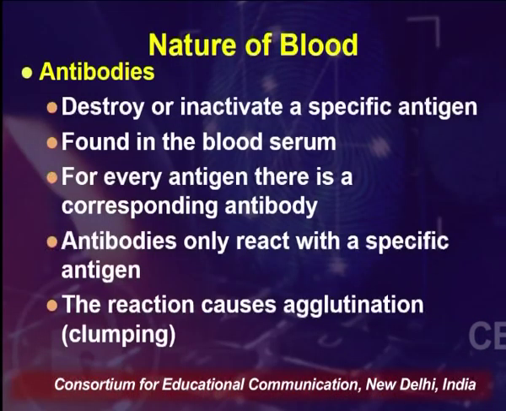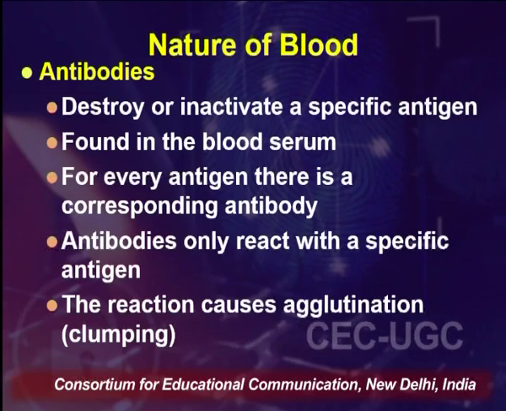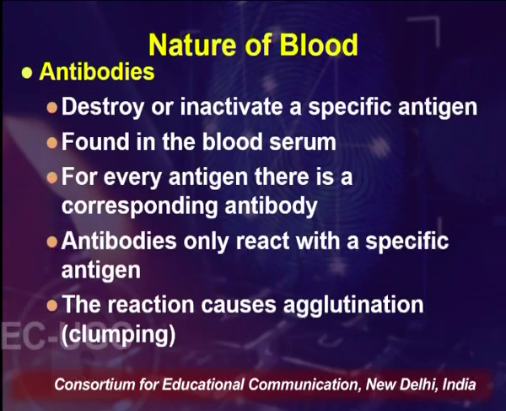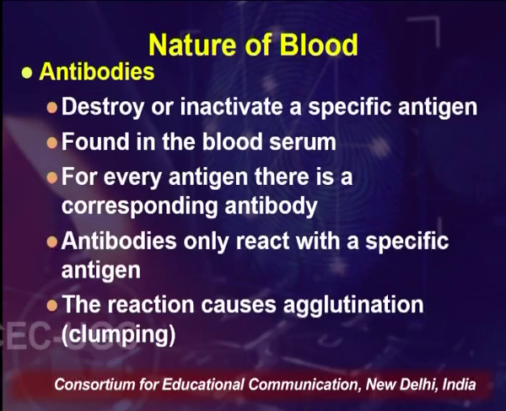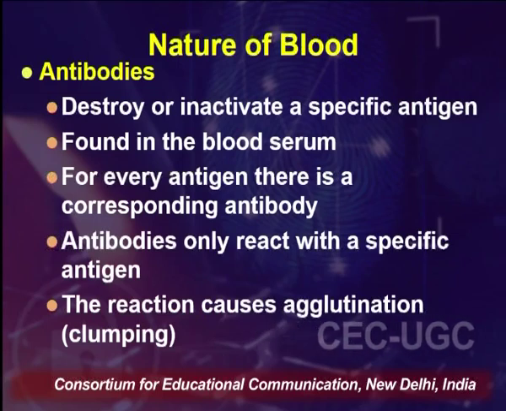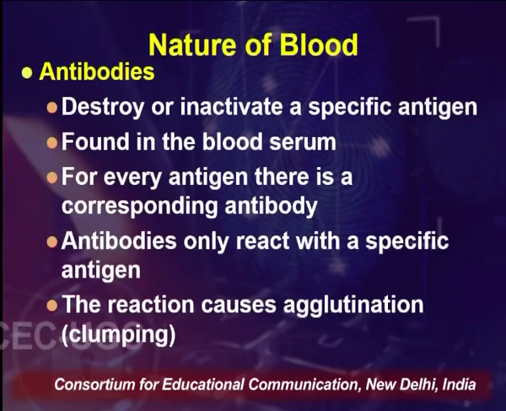The nature of blood also includes the antibodies. They destroy or inactivate a specific antigen. They are found in the blood serum. For every antigen, there is a corresponding antibody. Antibodies only react with a specific antigen. The reaction is caused by agglutination, or what we can call clumping. So, whenever a particular antigen is mixed with a particular antibody, there is a precipitin reaction. That precipitin reaction is known as the agglutination reaction.